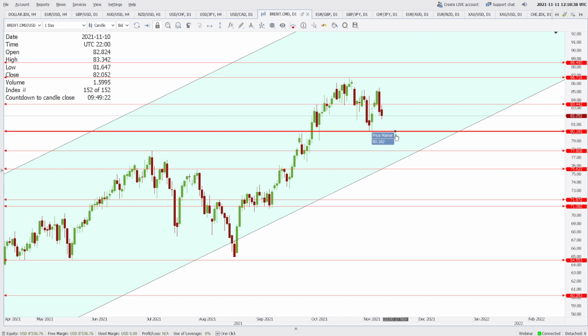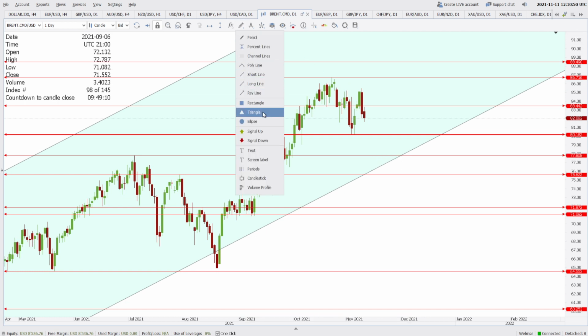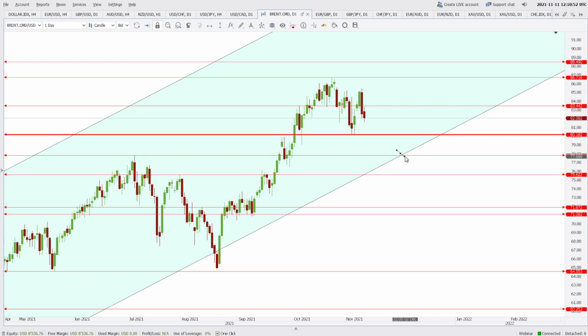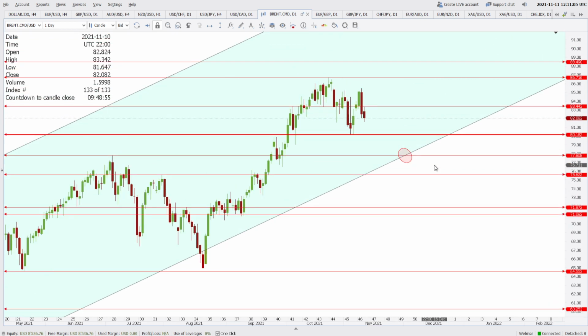If that is unable to attract any buyers and the price closes below that level, then the next level of interest is 77.80, and if that level is reached on 1st of December, then this is also a confluence of support. That is, one is this horizontal support of 77.80 because it was a previous resistance, and also because it is a support of rising channel.